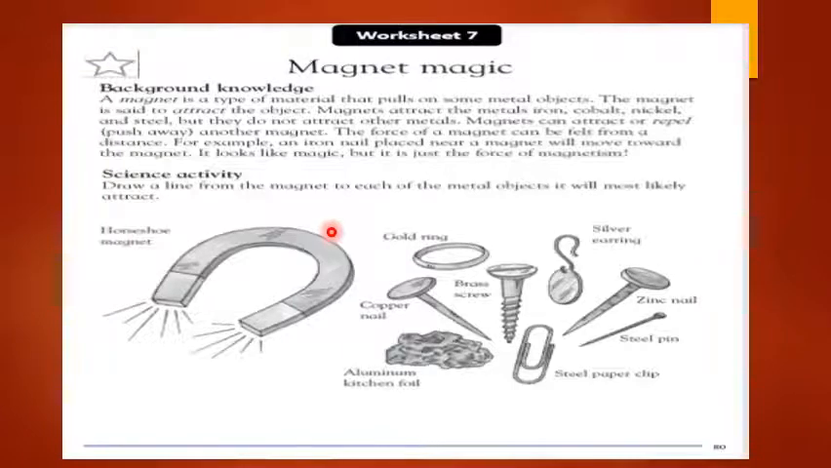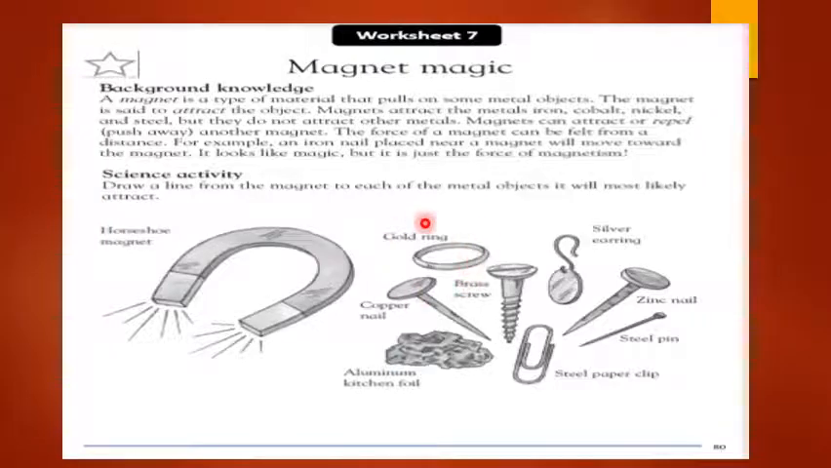Science activity. Draw a line from the magnet to each of the metal objects that will most likely attract. So this is a horseshoe magnet, and we have here a bunch of objects made of metal. And again, we will get back to the previous worksheet where we said that not all metals get attracted to magnets, only specific types, and I will remind you: iron, cobalt, nickel, and steel.